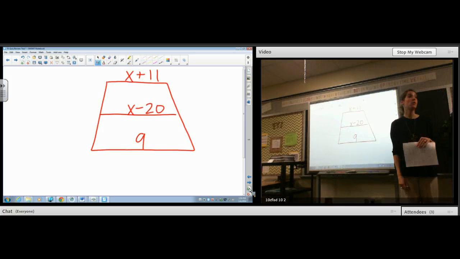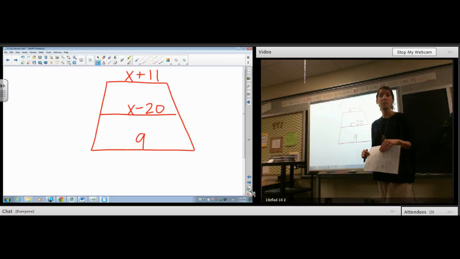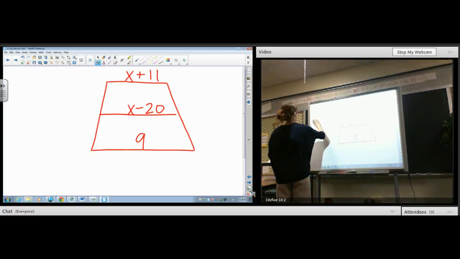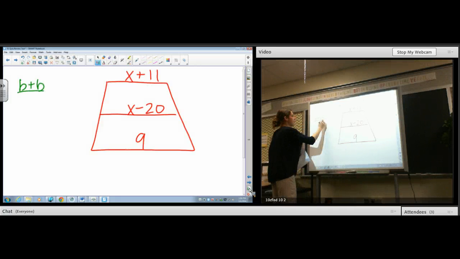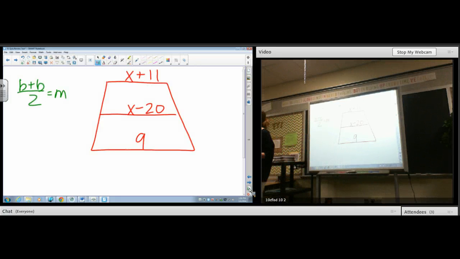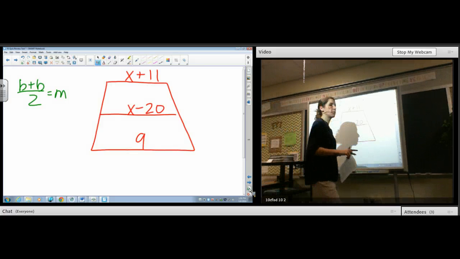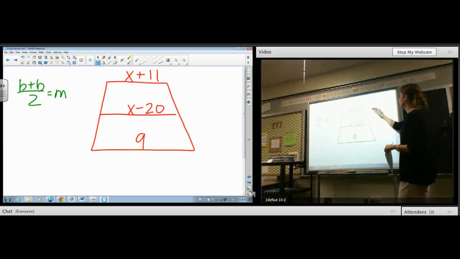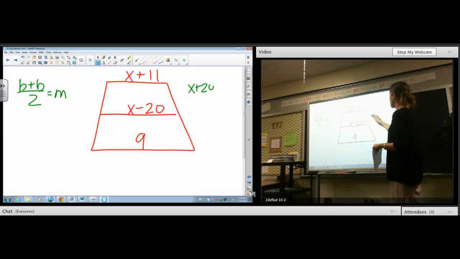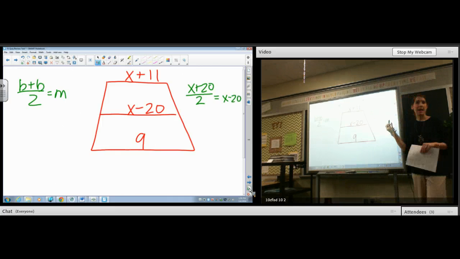Formula: B1 plus B2. Add your bases and divide by 2, and it equals your mid-segment. What's x plus 11 plus 9? X plus 20. So add your bases and divide by 2, and it equals your mid-segment. You're going to have to do this on today's quiz. Got this?